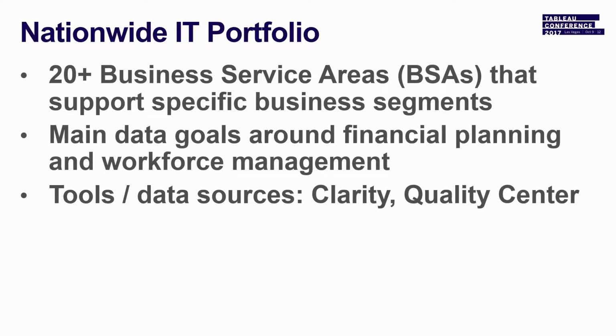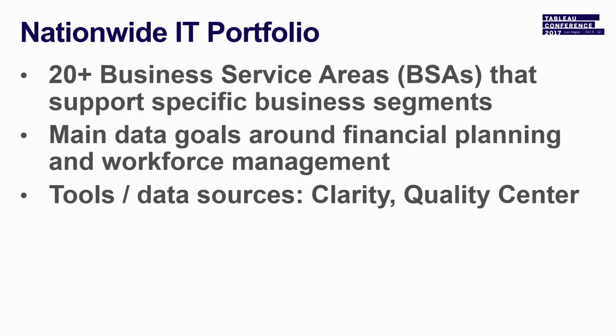The one I'm in is with what we call business service areas, or BSAs. We love our acronyms at Nationwide. And each one of these BSAs, we have about 20 of them, they support a specific business segment. So the one I'm in supports our commercial and ag business side. We have BSAs for claims, for personal lines, for HR, for finance. So we have a lot of different BSAs.